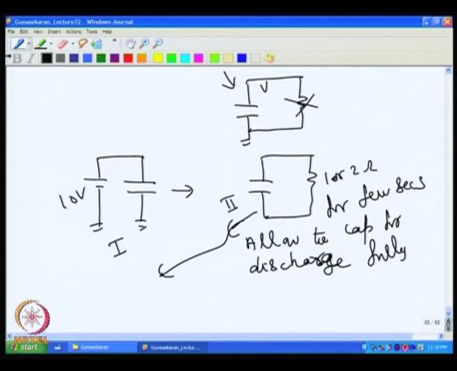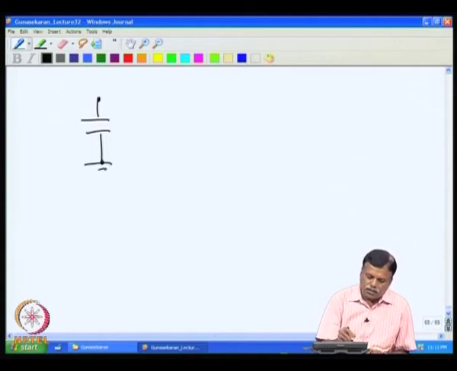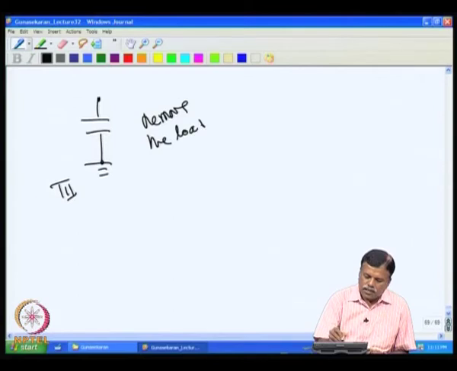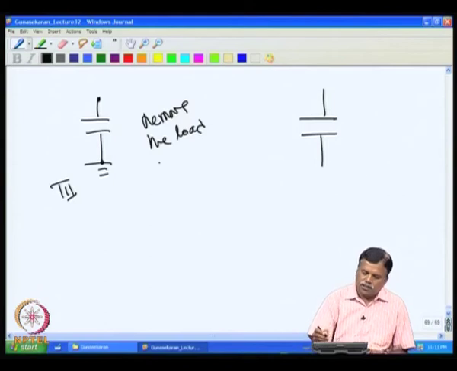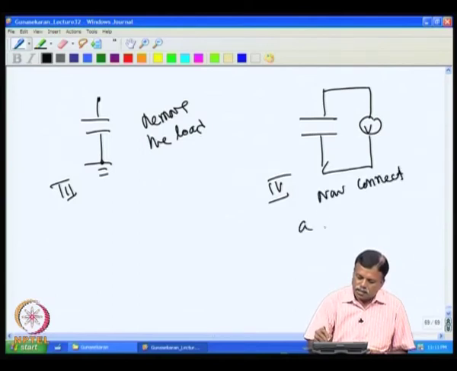Now, after a few seconds, the third step is to remove the load. Then the fourth step would be to connect a voltmeter across this, a good voltmeter. So, the fourth step: remove the load, then connect a high impedance multimeter.